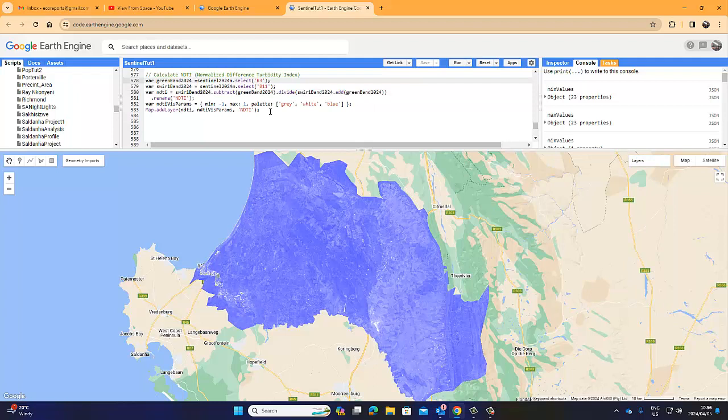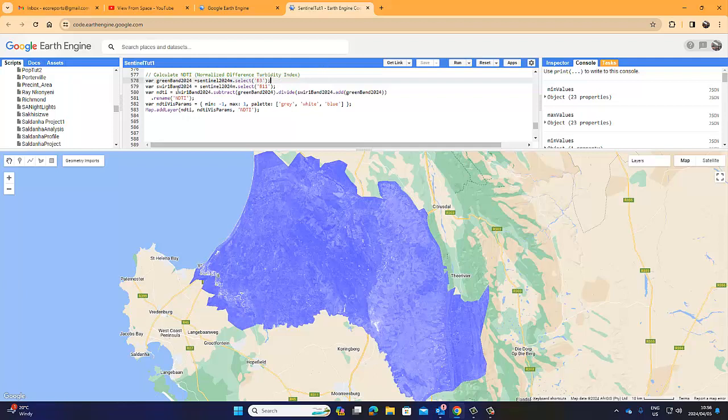The first one that we're going to do is what we call the normalized difference turbidity index. Let's have a look at the bands. It uses a green band, band 3, and then it uses the shortwave 1 band, which is band 11. So it uses green and shortwave infrared 1, those 2 bands.